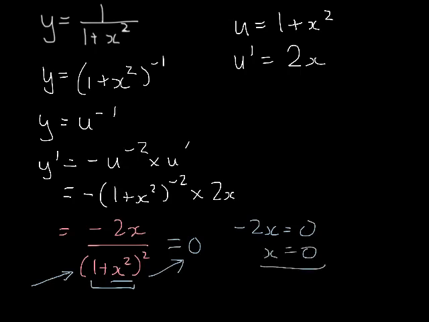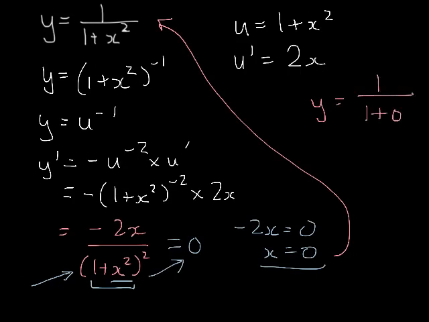That's our x coordinate. We then sub that back into our original equation, so we get y is equal to 1 over 1 plus 0 squared, which is just y equals 1. So the coordinates of our point is (0, 1). And that solves our problem.